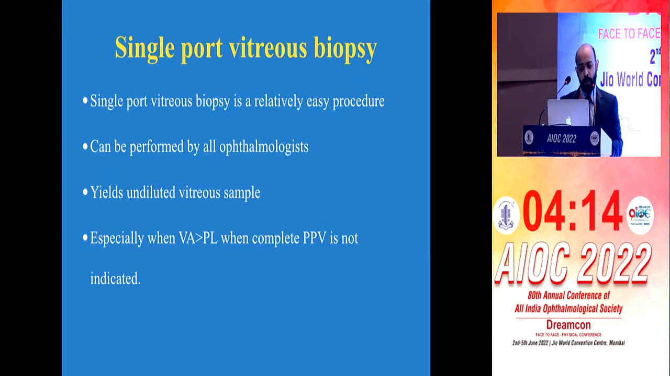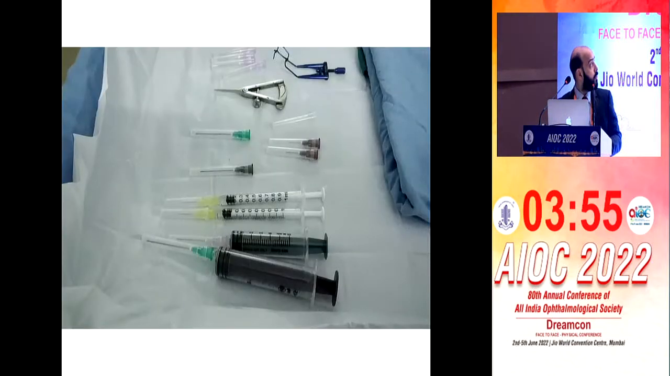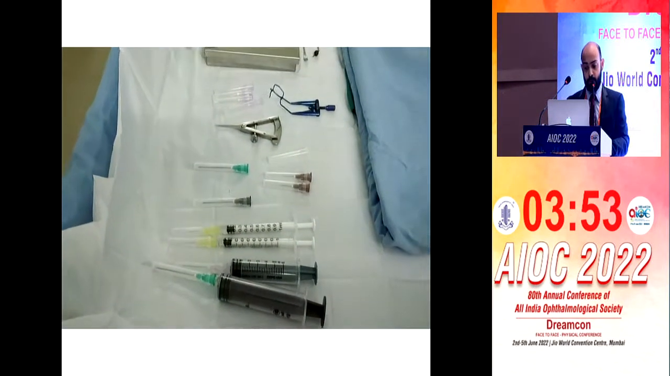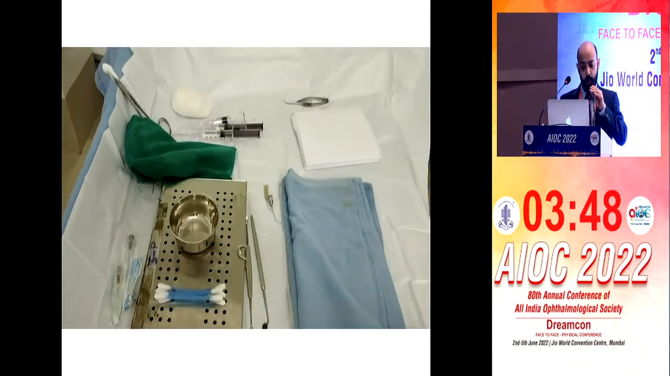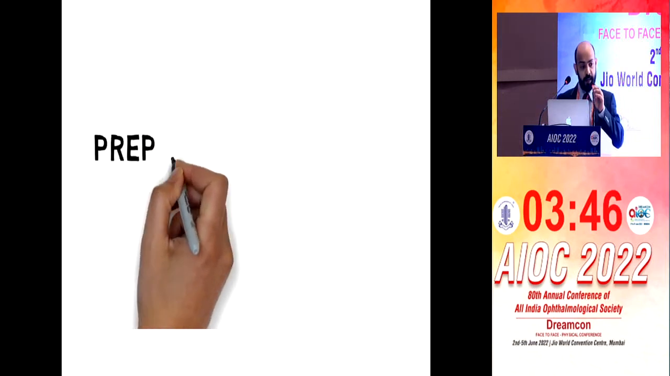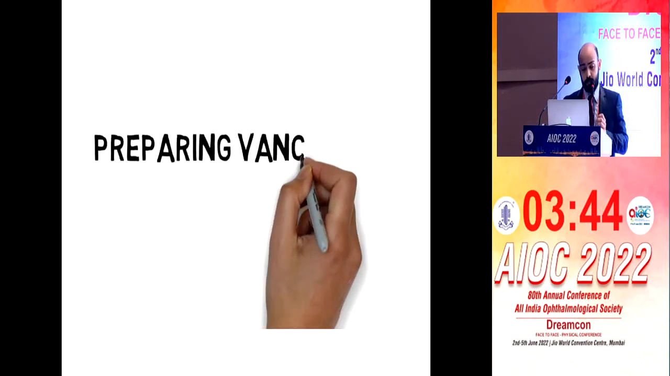Everyone should actually perform a single port vitreous biopsy because it yields an undiluted sample, especially when the visual acuity is better than PL. When you're not actually planning a pars plana vitrectomy initially, a vitreous biopsy is definitely essential. These are the instruments which we use for vitreous biopsy. I'll be showing how exactly to prepare the drugs.